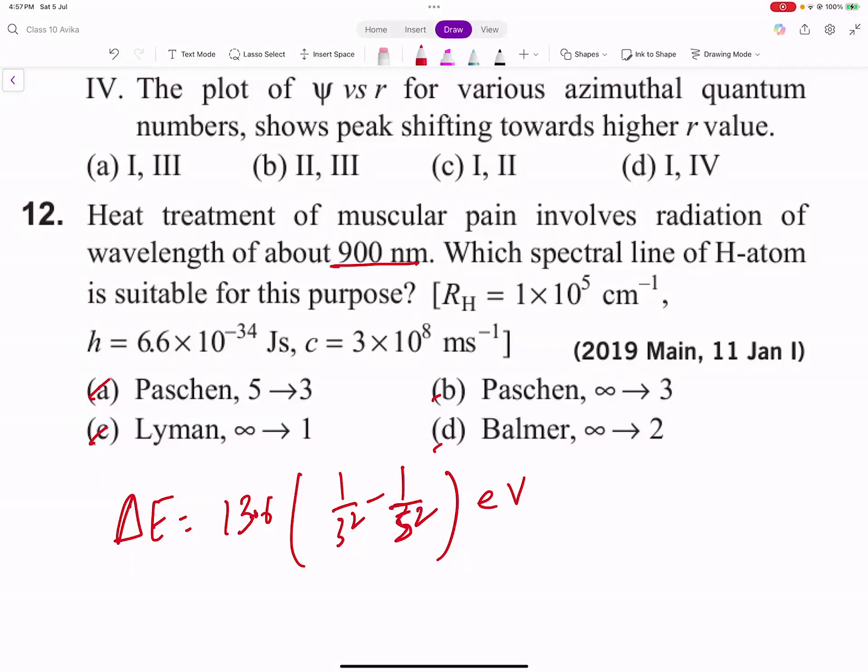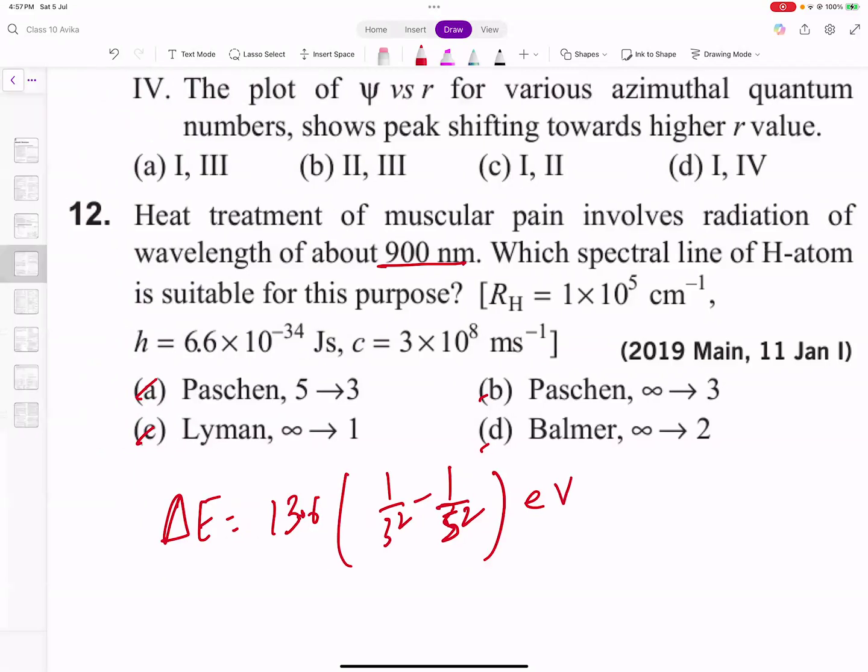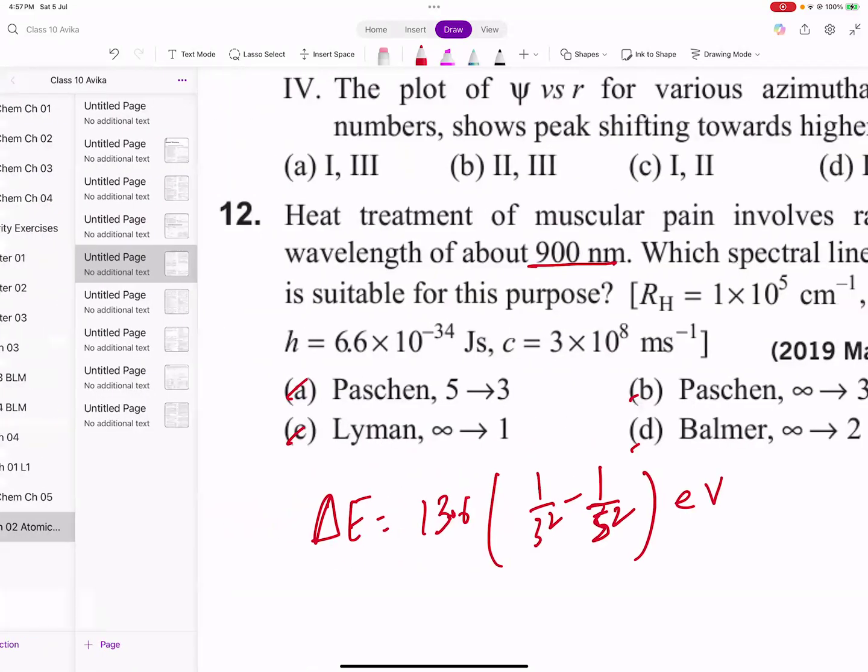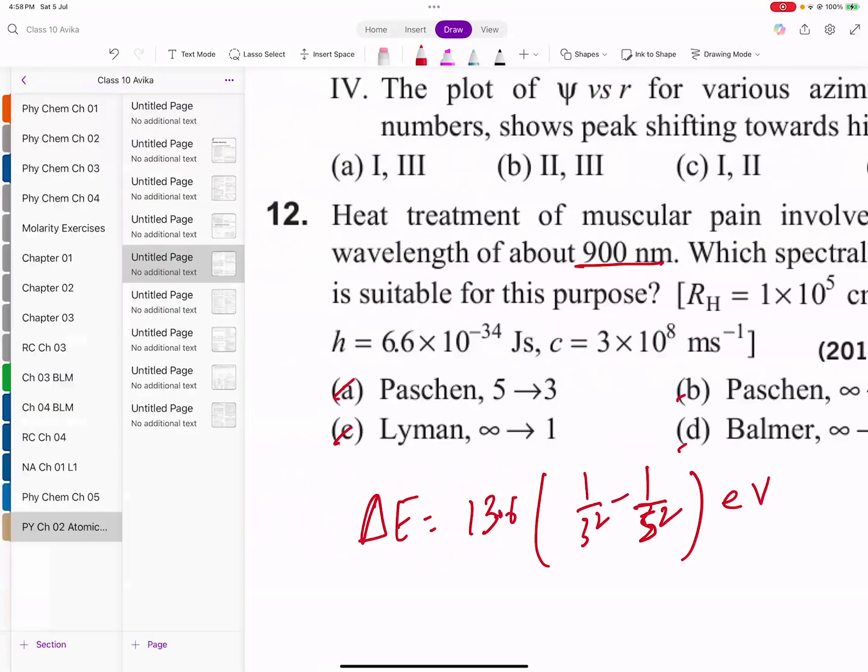Okay, because see what is going on. Heat treatment of muscular pain involves radiation of about this. So which is suitable, right? So it will suit it, right? It is close, right? Got it? Yeah. So that is how we are doing it.